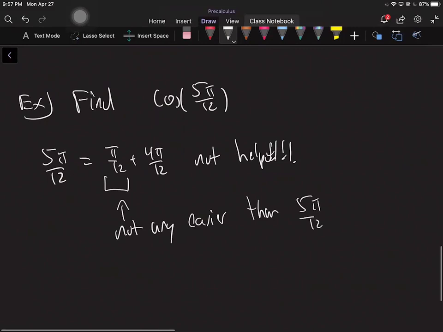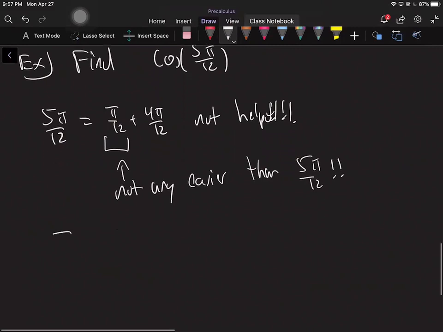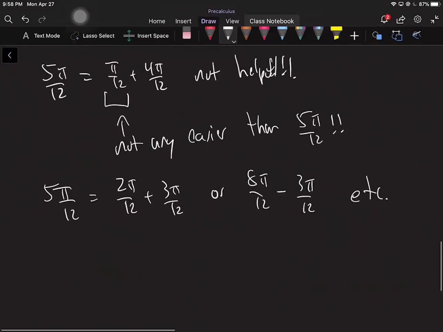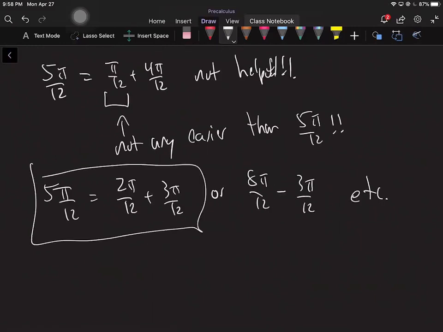So you really haven't progressed at all if you just use this way to break up 5. So you have to think a little bit harder. What else could I do? I could do 2 pi over 12 plus 3 pi over 12, and that would work. Or I could do 8 pi over 12 minus 3 pi over 12 would work. There's lots of ones that work. It's up to you to decide. Let's just use this one for now.